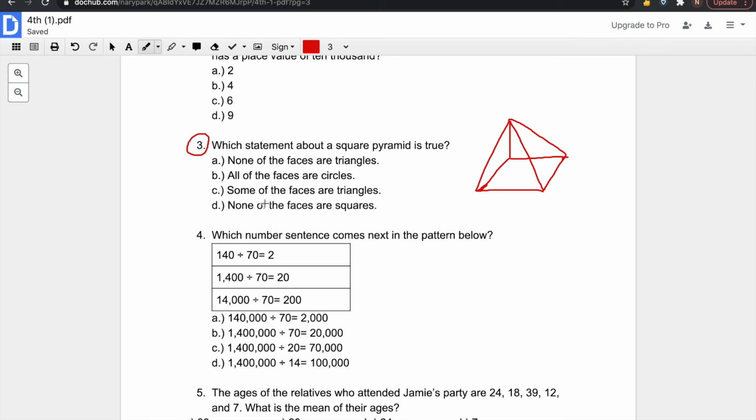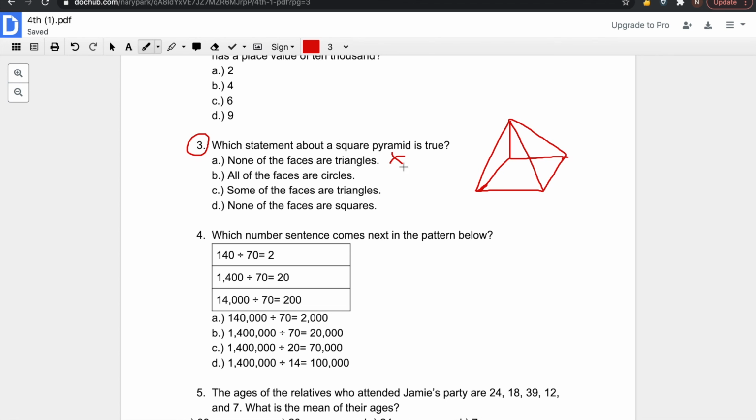Which statement about a square pyramid is true? Choice A, none of the faces are triangles. Remember, faces of a three-dimensional figure are the shapes on the three-dimensional figure. In this case, a square pyramid has 1, 2, 3, 4, 5 faces, including the 4 triangles and 1 square. You can count them, right? So this first triangle, 1, 2, third triangle, 3, 4, and the square, which is 5. So none of the faces are triangles. Now this statement is not true, right? Because you can see 4 of the faces are triangles.